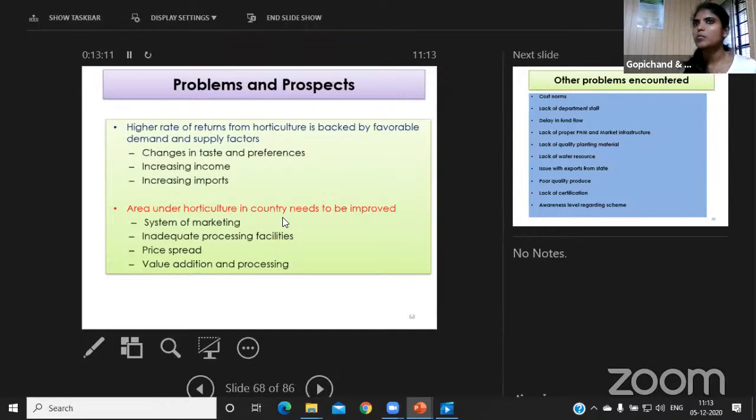So many initiatives are taken by the government. Still, for future growth, area under horticulture has to be increased, and the system of marketing needs to be expanded, meaning providing cold storage facilities, and inadequate processing facilities. Even though so many subsidies are given by the government, there are still inadequate processing facilities. And price spread: the farmer is selling their produce at a marginal rate, but the exporter is selling the product at higher prices than what farmers are getting. And value addition and processing is a major problem.